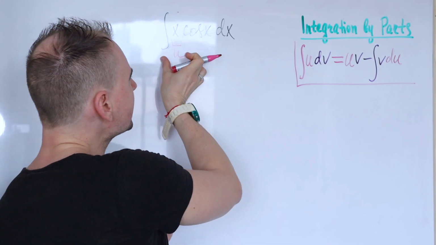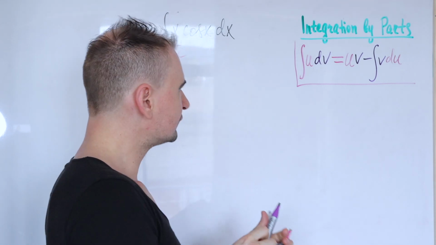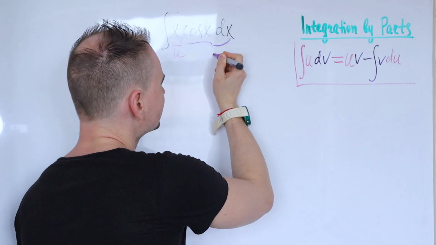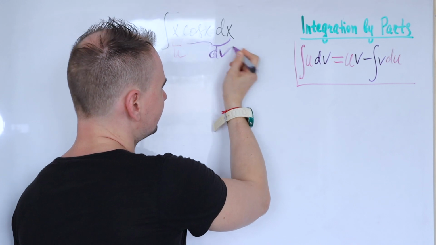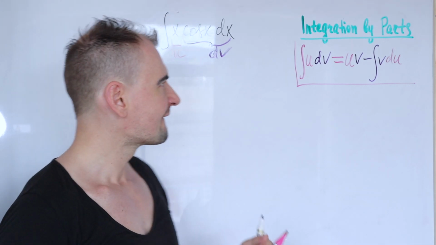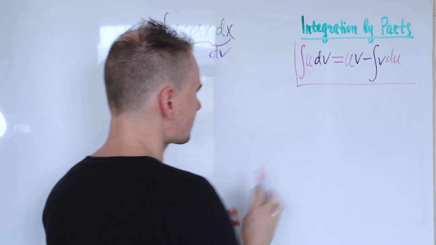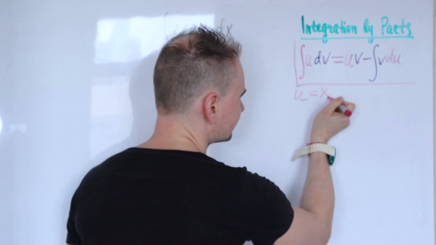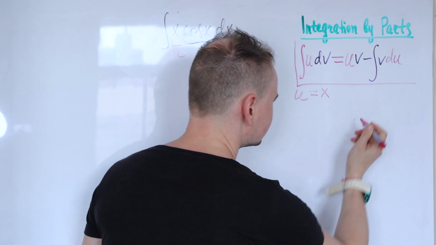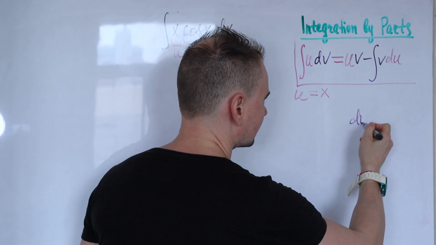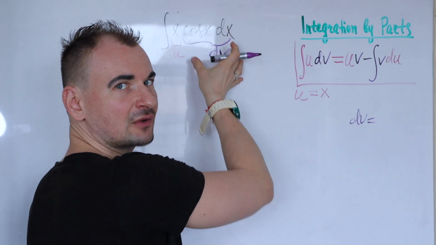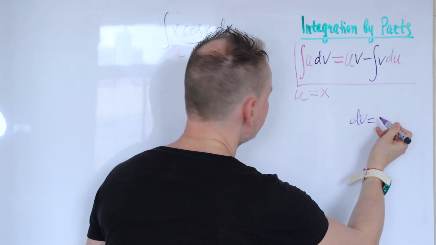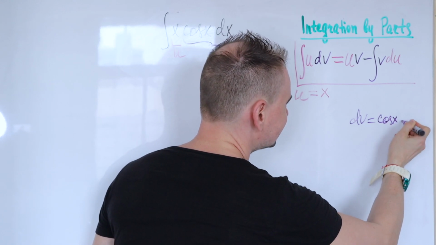Now, when you pick your u, automatically whatever you have left over, in this case cosine x dx, is going to be your dv. Alright, so u is x and your dv is what's left over, the other part of your integrand, that expression which is in your integral. So your dv is cosine x dx.